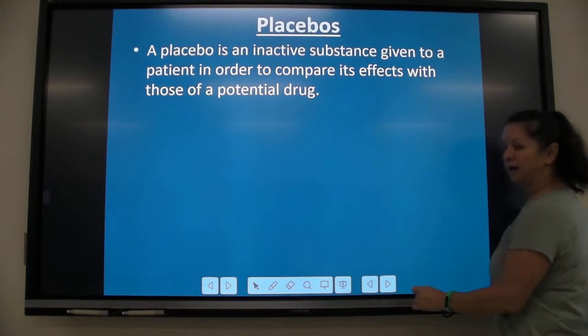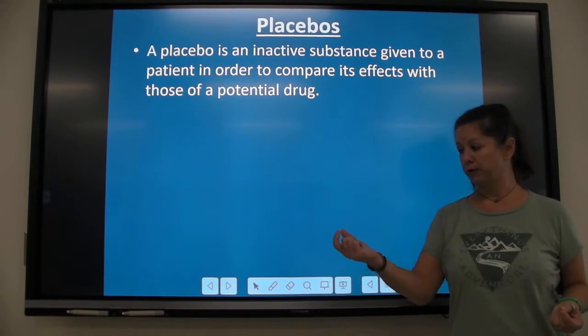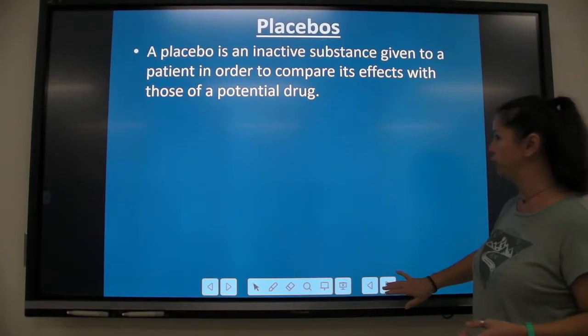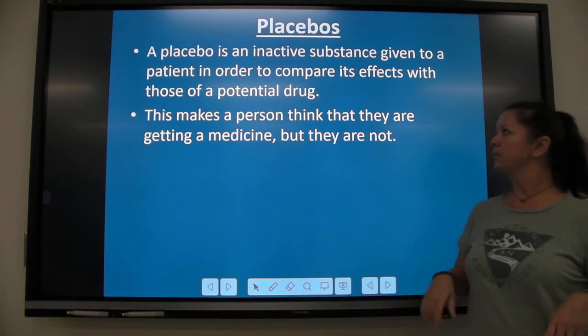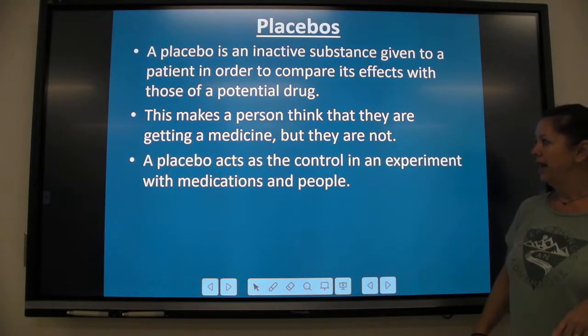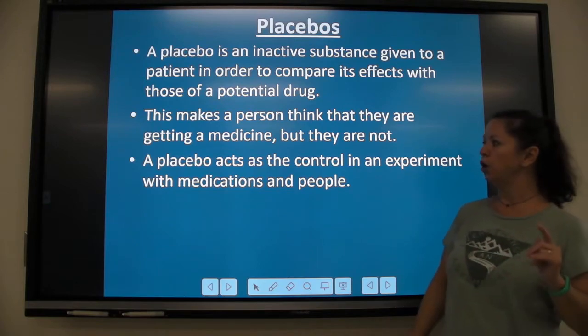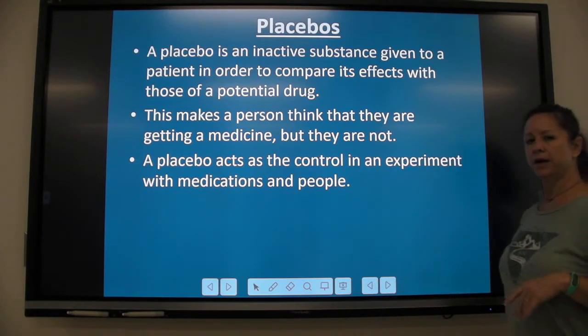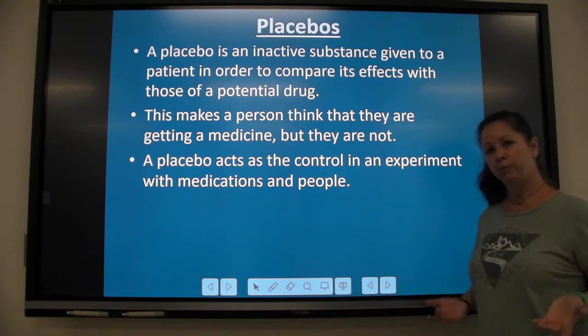It's a fake medicine. A lot of times they use a sugar pill. If you're giving one person a pill that has medicine, you'll give the other person a pill that's just sugar. So this makes a person think that they're getting a medicine, even though they're not. And this is how you create a control group in an experiment with people and medication. All right, you got to have a placebo.